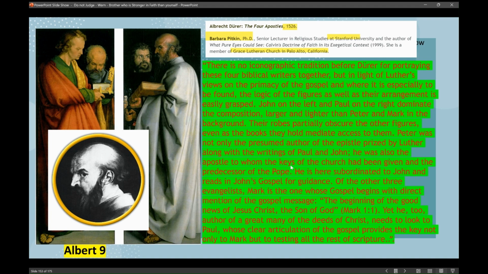There is no iconographic tradition before Dürer for portraying these four biblical writers together, but in light of Luther's view on the primacy of the gospel and where it is especially to be found, the logic of the figures as well as their arrangement is easily grasped. So in other words, she's saying Dürer is conveying something about what Luther believes is the gospel. Where is Peter and Mark in this?